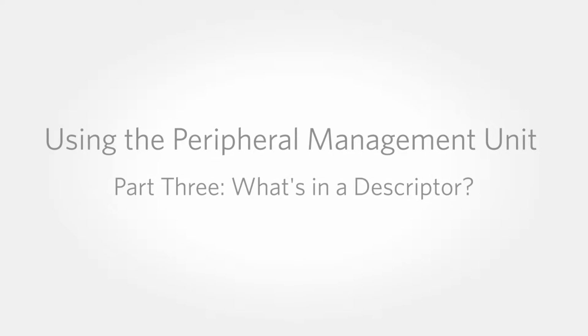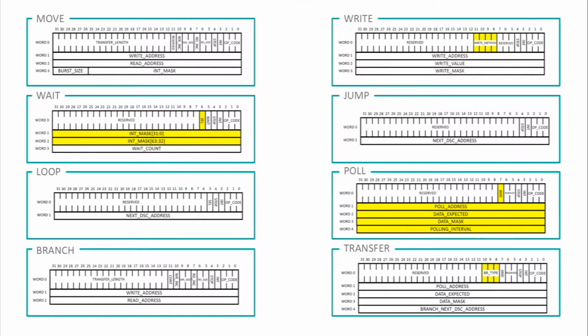In the last part of this video series, we looked at how the PMU works and how to configure the channel registers. You just point to the descriptor list, initialize the loop variables, and set the channel to run. Now we're ready to look at the descriptors themselves.